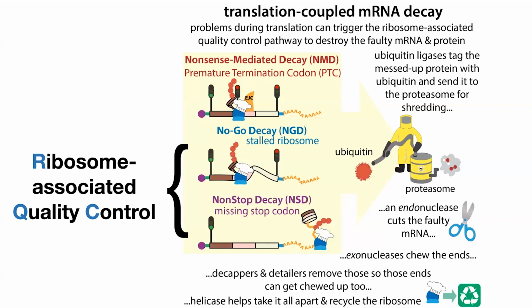And so that's nonsense-mediated decay, NMD, no-go decay, NGD, and nonstop decay, NSD. Those are the three main translation-coupled mRNA decay pathways. Sometimes these are referred to as surveillance pathways, and they help make it so that your cells don't keep trying to make faulty proteins from faulty mRNAs and jam up all the machinery and cause problems. And so I hope that helped you understand, and I'll post links to those papers if you want to know more.